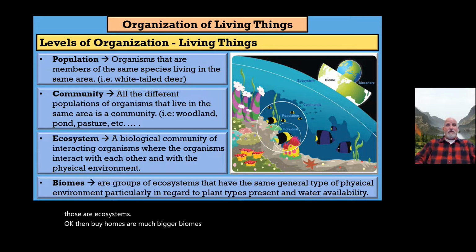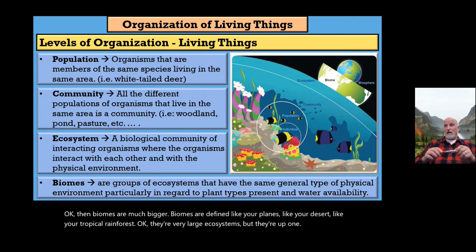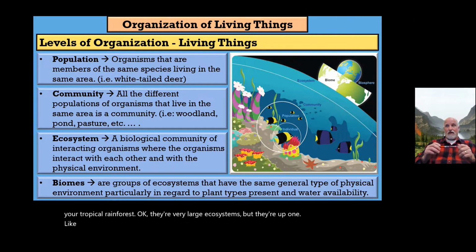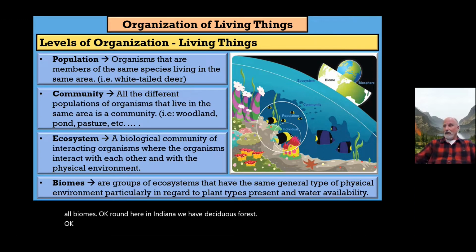Then biomes are much bigger. Biomes are defined like your plains, your desert, your tropical rainforest. They're very large ecosystems, but they're of one type, like the plains or a desert or a subalpine area or an alpine area or an Arctic region. Those are all biomes. Around here in Indiana, we have deciduous forest. That's a biome.